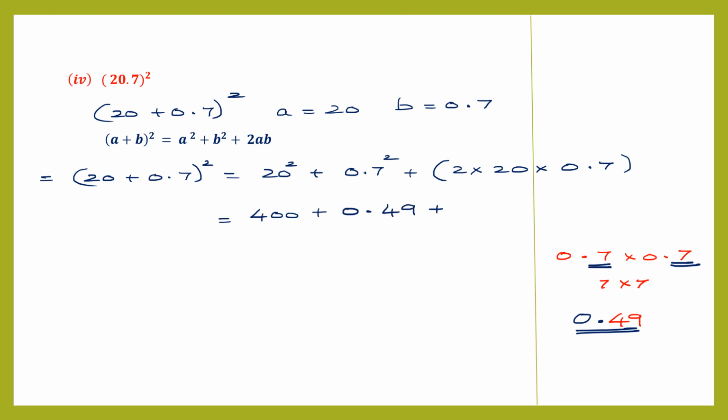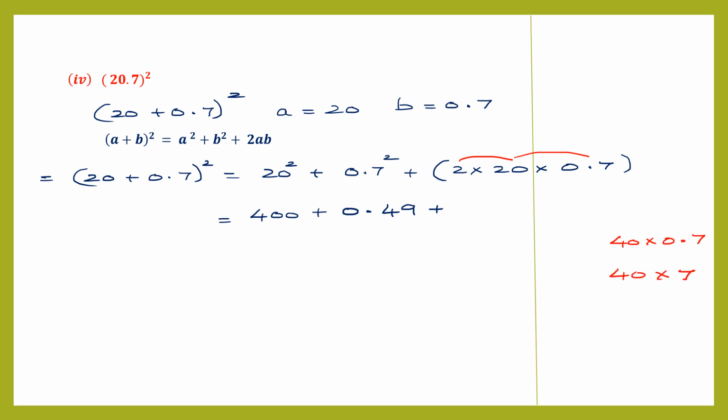0.49 plus, let's multiply 2 into 20. 2 into 20 is 40. 40 into 0.7 will be 40 into 7 when you ignore the point, and this is 7 fours are 28 and add a 0. Now look at the question, you have one decimal place. Here also you must have one decimal place. So that is 28.0 or it is simply 28.